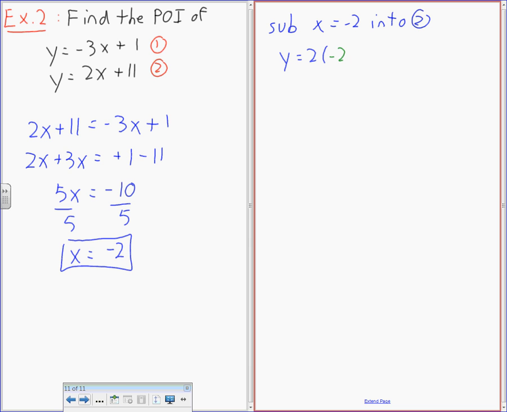That turns out to be negative 4 plus 11, y equals 7. Did anyone use the other equation? Did you get the same answer? Magic. That's good. Think about it: if one line's going here and the other line's going here, they meet at the same spot. That's wonderful. I'll do a therefore statement. The POI is negative 2 comma 7.